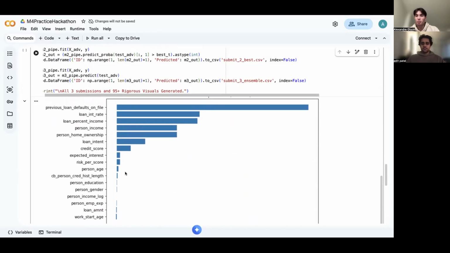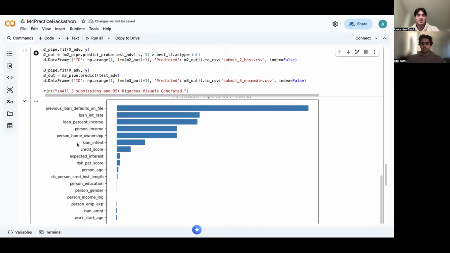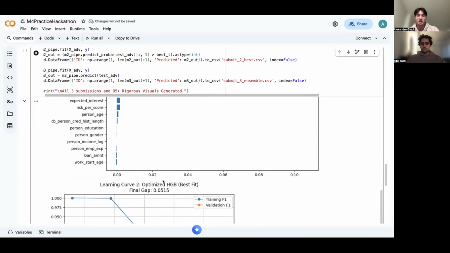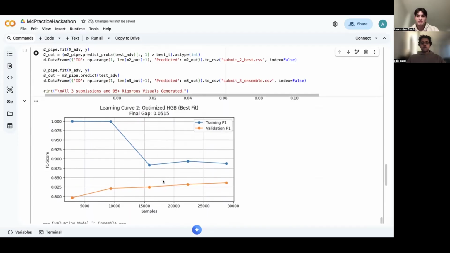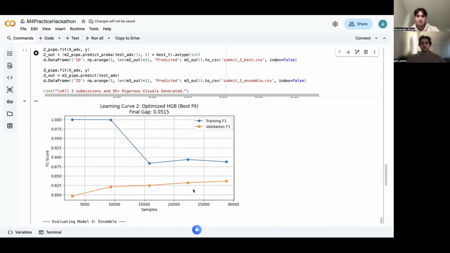When we look at the feature importance plot on the screen right now, you can see that our engineered features, all of these at the top, are the top predictors. This really justifies the time we spent on domain-specific engineering. Moving to the second learning curve, this represents our optimized hist gradient boosting model. You'll notice the lines converge tightly at a high F1 score, and quantitatively, our training F1 was 0.852 and our validation F1 was 0.849. This generalization gap of only 0.3% provides the rigor needed to classify this model as well fitted.